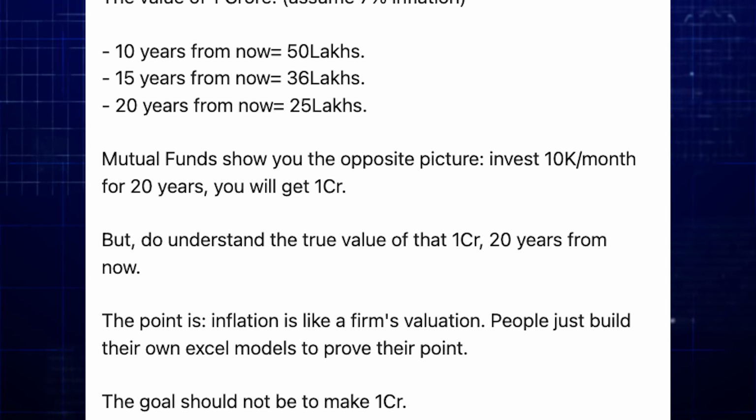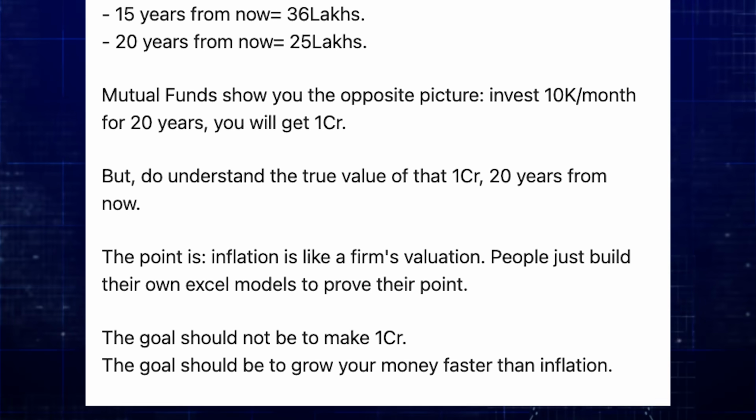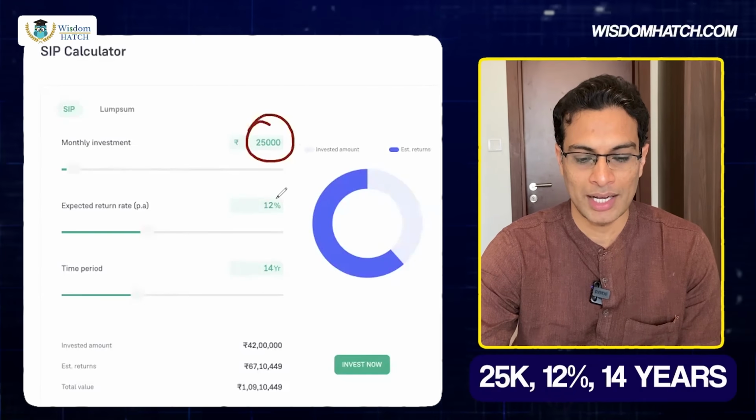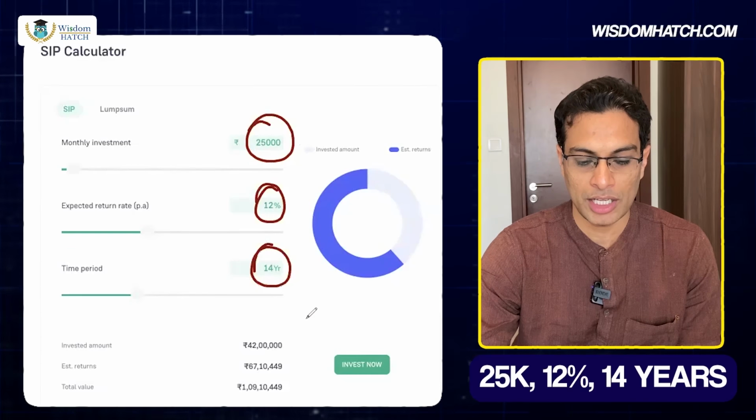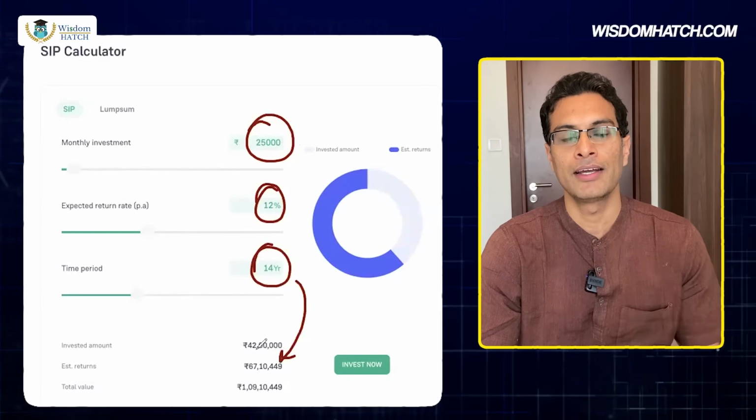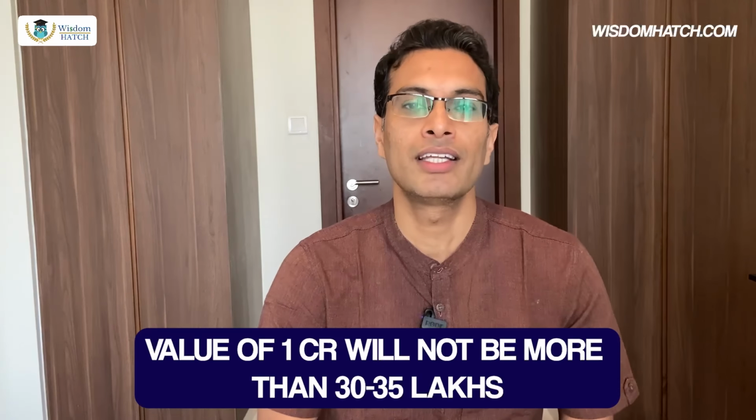So you can take a look. I had done a tweet and a LinkedIn post on it. So this will give you more clarity. So then comes a very natural question ki yaar, okay, I thought ki मैं 25,000 invest करूँगा, right? And at 12% for 14 years, I will be like a crorepati, right? Yes, you will be a crorepati, but the value of that 1 crore would not be more than 30-35 lakhs.